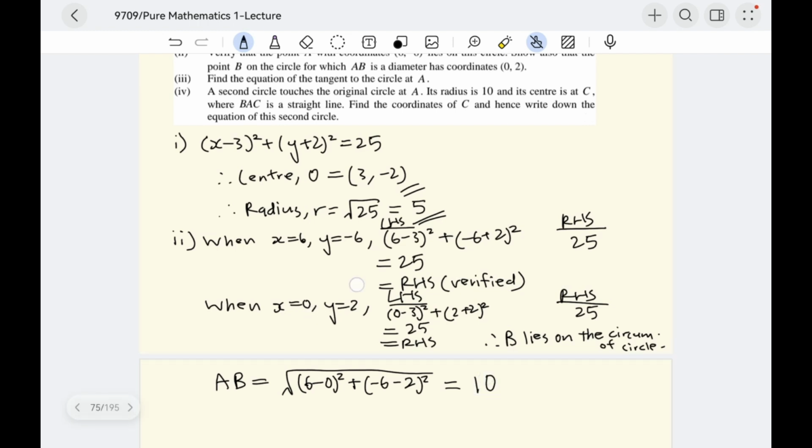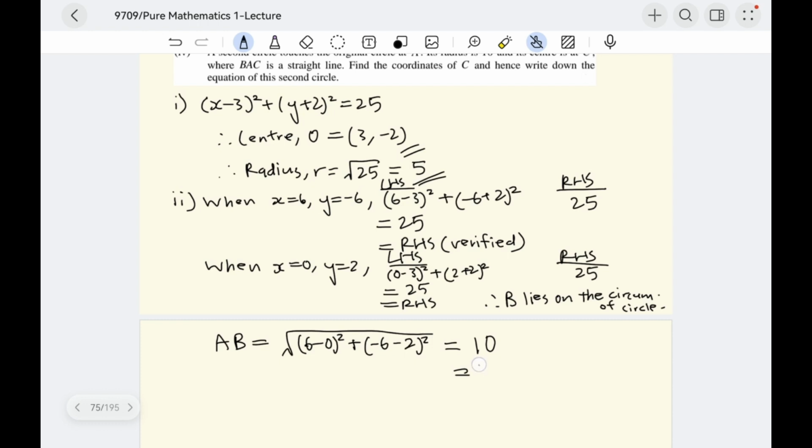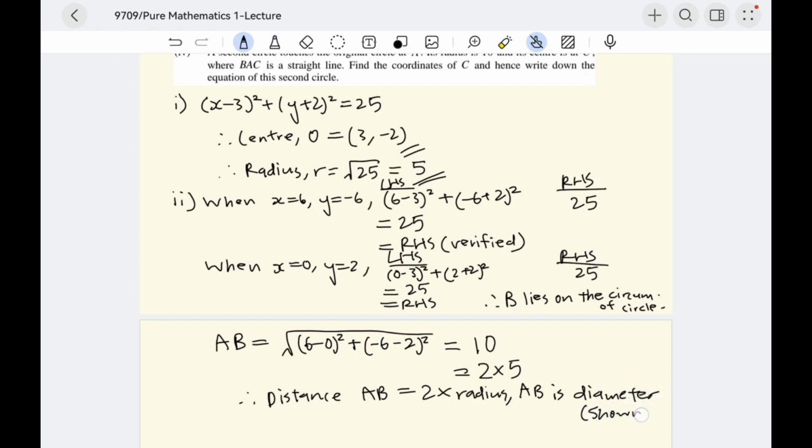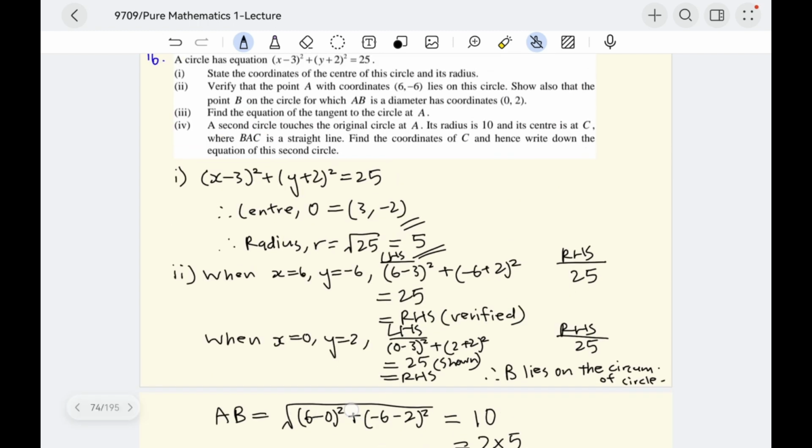So what do we see? It's basically twice the radius. Since the radius is 5, 10 is the product of 2 times 5, which means that the distance AB is twice the radius, which means that AB is a diameter. So therefore, shown as well.